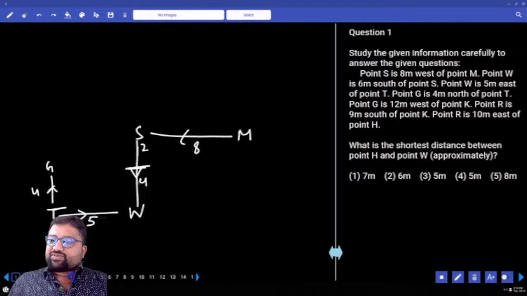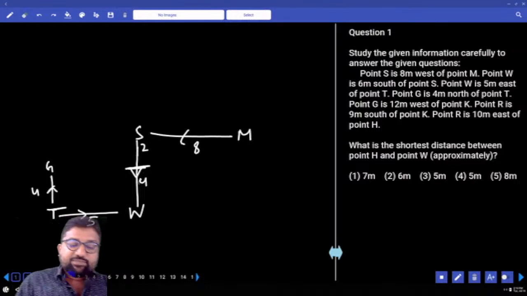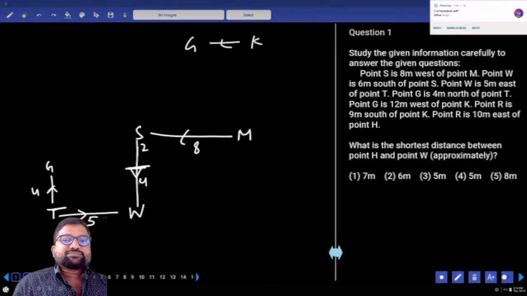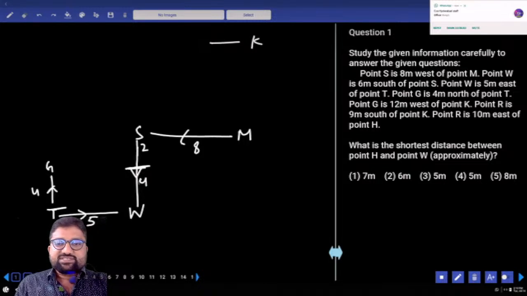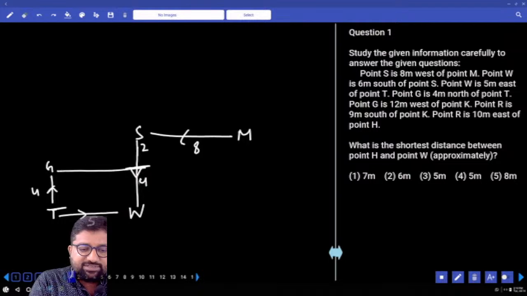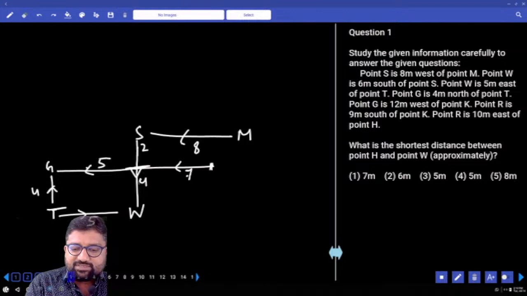Point G is 12 meters to the west of point K. How many meters? 12 meters, to the west of point K, on the left side of K is point G. And what's the distance? From here to here it is 5. I need to travel for another 7. So 7. And what is this point called? This is point K. So if you mark a point here, the distance is 7.